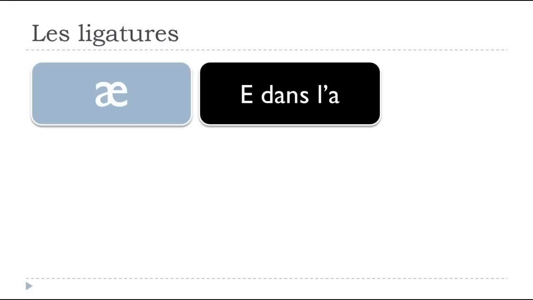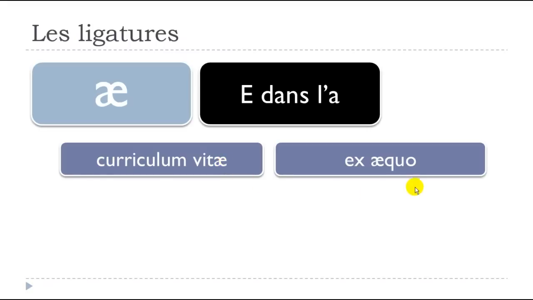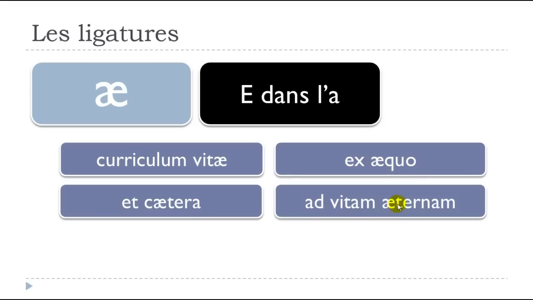Let's see a few examples of words that use this E dans la. And the first one is curriculum vitae. The second one is ex aequo. Then etc. And then ad vitam aeternam. And so if you look carefully at these words, you realize that this letter is coming directly from Latin. Okay, and it's quite rare to see this letter in French language.